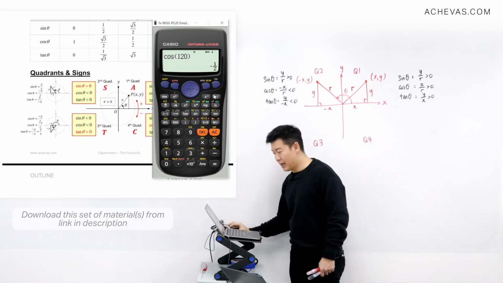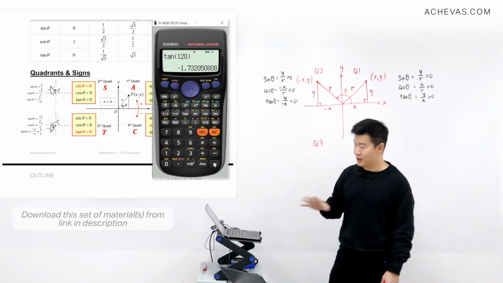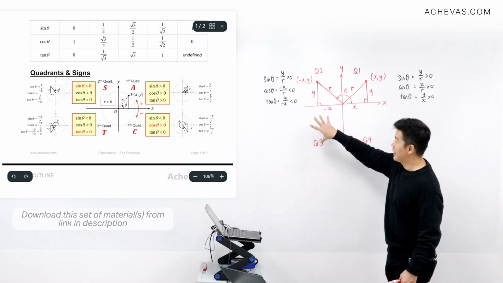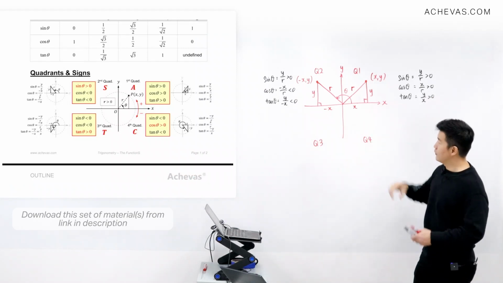It is a negative number. How about tangent? Tangent of 120 degrees should be negative. Tangent of 120 degrees is a negative number. So it goes according to our prediction. Let's try the same thing for an angle that is in the third quadrant and in the fourth quadrant.